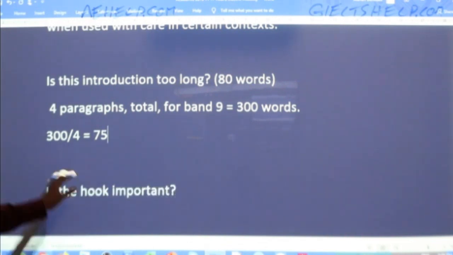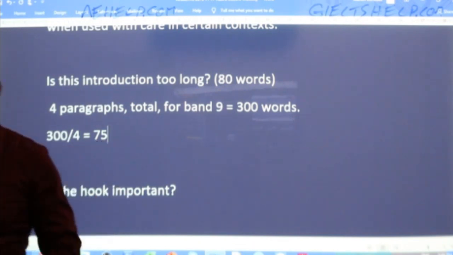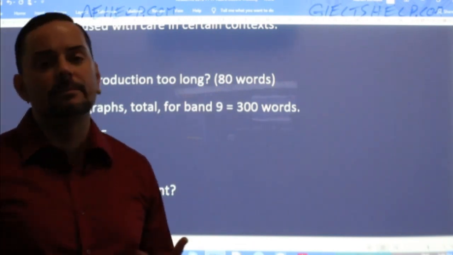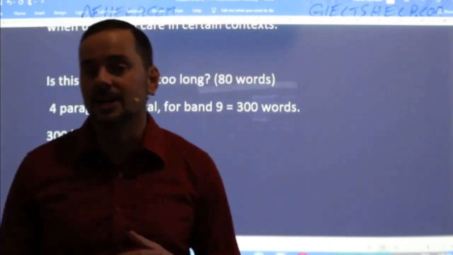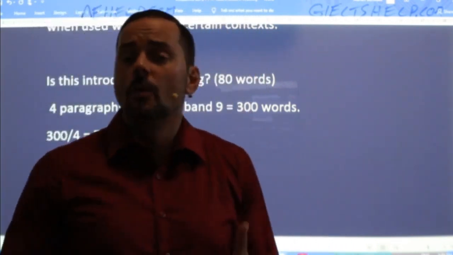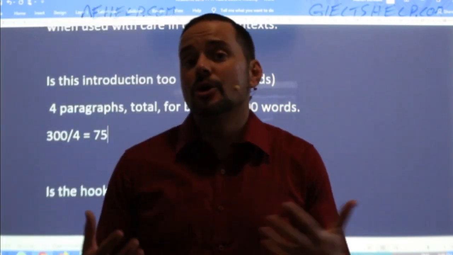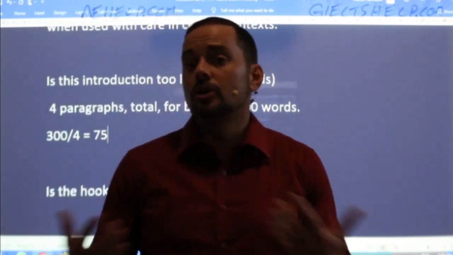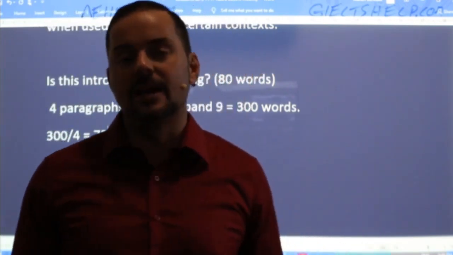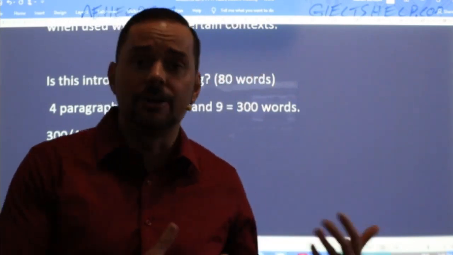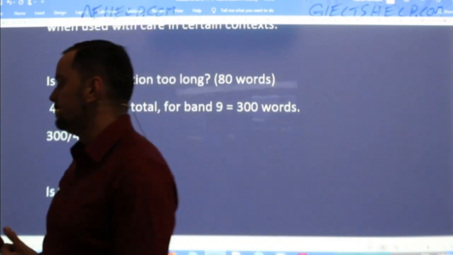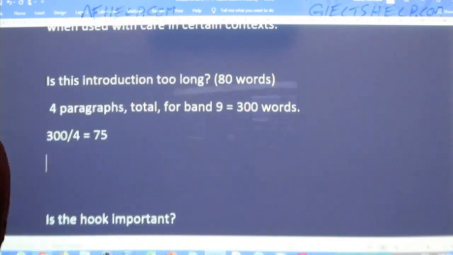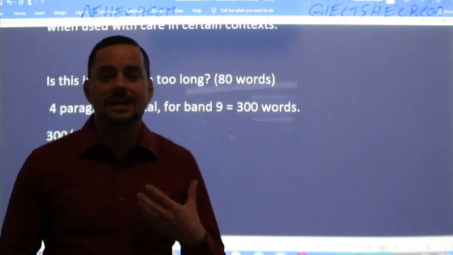So if I divide 300 by 4, it's 75. Now, remember, students, that your conclusion is your shortest paragraph. Your introduction has to be clear. Why? Because your reader knows nothing. Your conclusion doesn't have to be that long because your reader already understands your ideas, your arguments, so you can keep your conclusion shorter.